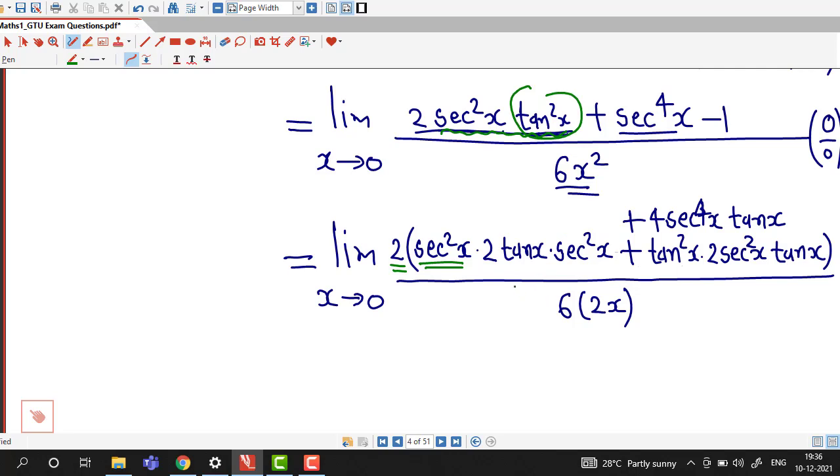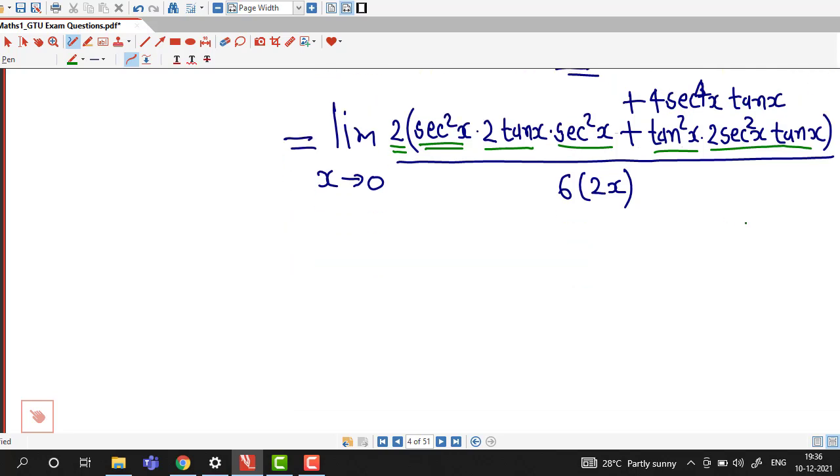Derivative of tan square x is 2 tan x into derivative of tan x, which is sec square x. Then we keep tan square x as it is, and we write down derivative of sec square x, which is 2 sec x into sec into tan, that is finally 2 sec square x into tan x, plus derivative of sec raised to 4 is 4 into sec raised to 3 into sec into tan, so that is finally 4 into sec raised to 4 into tan x. So we further simplify this, and let's see what we obtain.